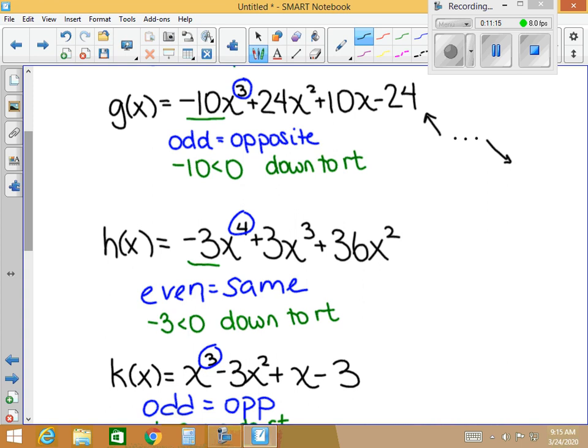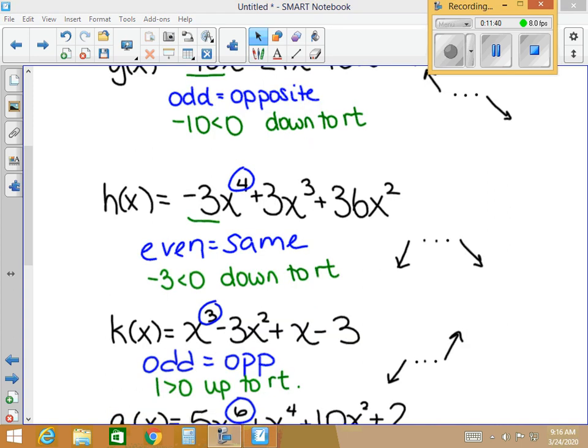So on h of x it says I'm going down to the right, and the even degree means I'm going in the same direction, which means I have to also be going down to the left. Go ahead and pause the video, finish your sketches for the rest of the graphs from K on down, and then turn it back on and see if you have the sketches right.